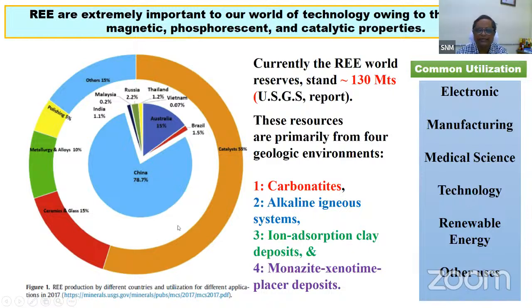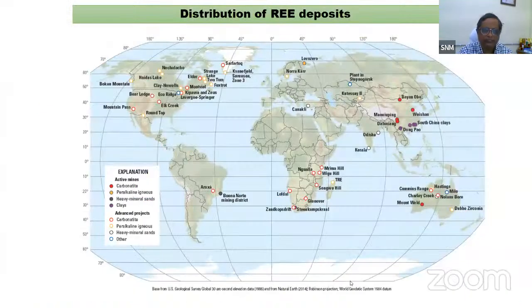Another thing is that REEs can be obtained from carbonatites, from alkaline igneous systems, by ion adsorption in clays, and maybe monazite in placer deposits also. So we call these the four axes, and they may lead us to any RE deposit. Our search for mineralization is in these four things.